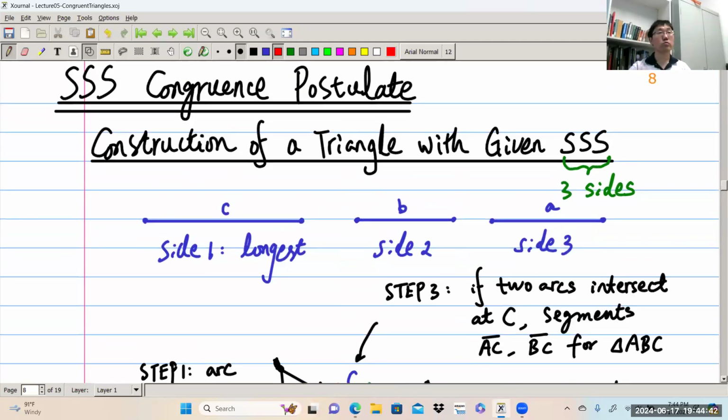Suppose I give you 3 sticks. You can use 3 pens if you want, and their lengths are fixed. How many different triangles can you make with these 3 sticks, with the same shape and the same size? Only one, right?